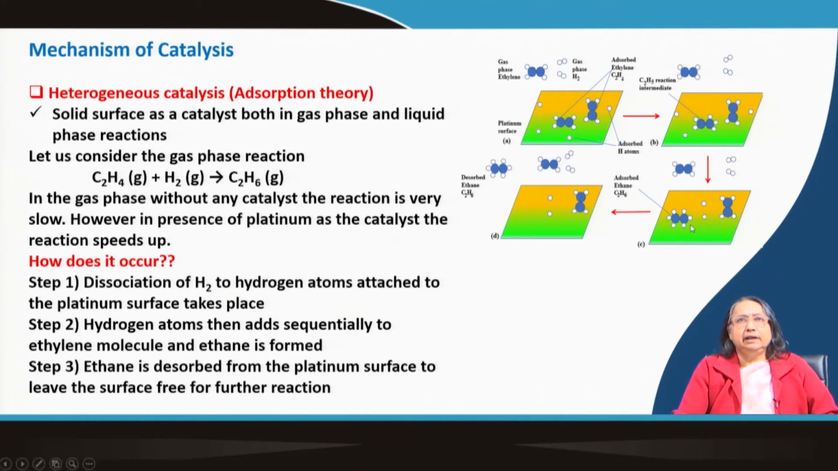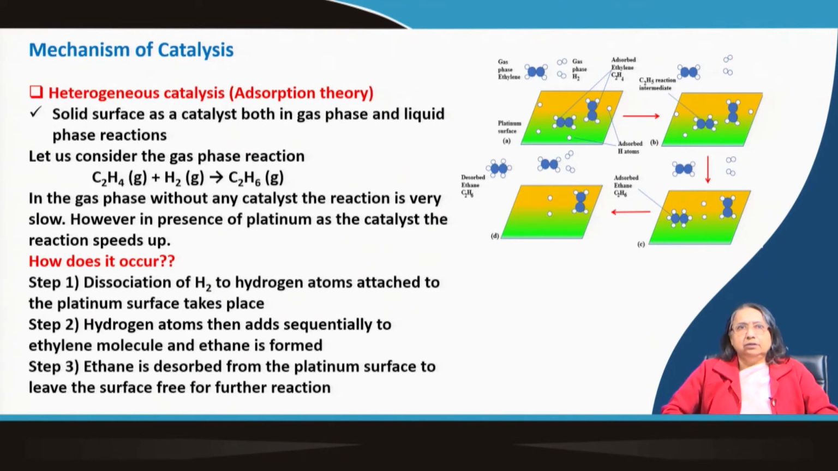Then again new molecules get the chance to be adsorbed, and the reaction goes on again, and again the product goes out. Like this, it is a catalytic cycle. So, hydrogen atoms add sequentially to the ethylene molecule and ethane is formed, then ethane is dissolved from the platinum surface, leaving the surface free for further reaction. This way, heterogeneous catalysis is explained based on adsorption theory.